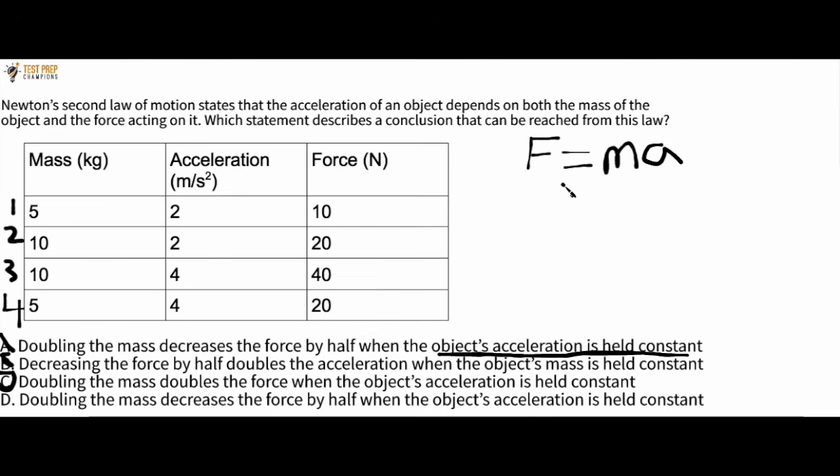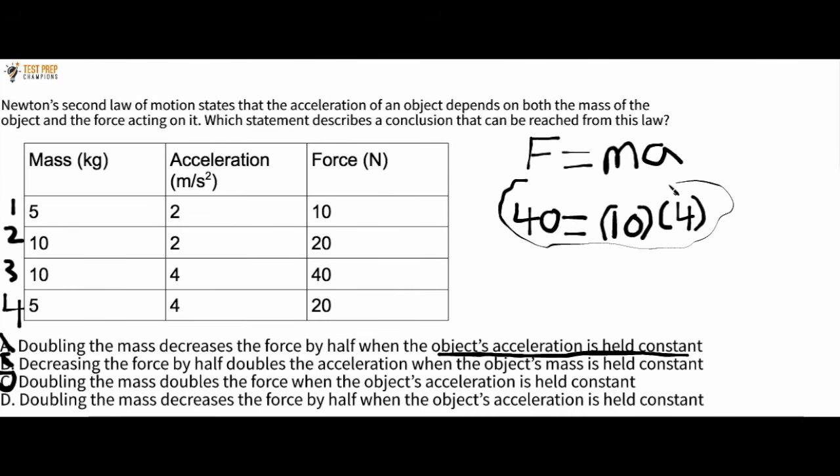So A, doubling the mass decreases the force by half when the acceleration is held constant. Let's just make up some random numbers here. Let's say m is 10. Let's say a is 4. You would just make these numbers up to get a base case. So if mass is 10 and acceleration is 4, 10 times 4 is going to be 40. This is going to be my base case that I'm going to cater everything to.